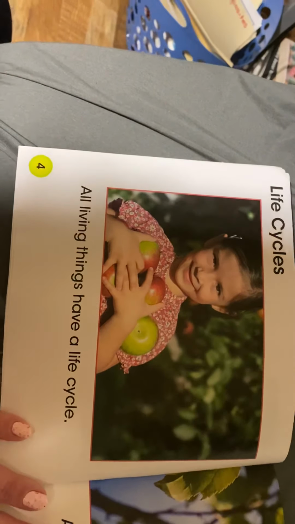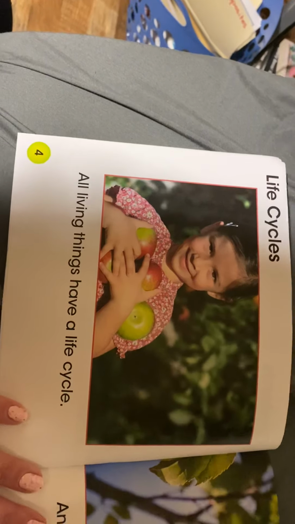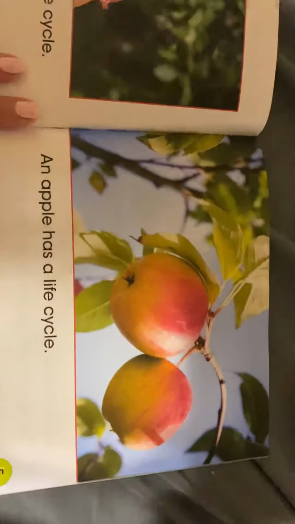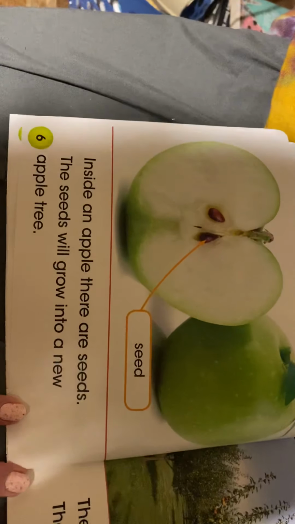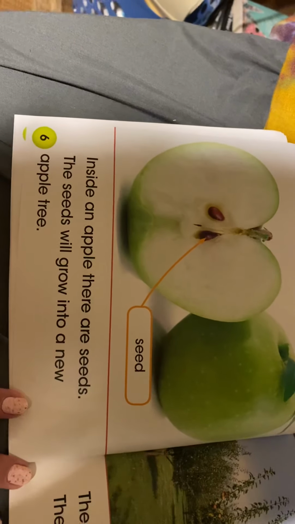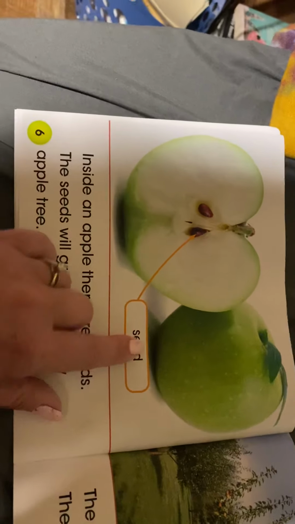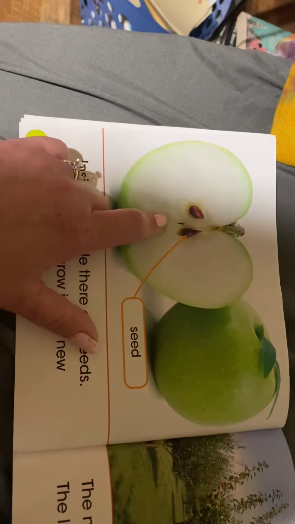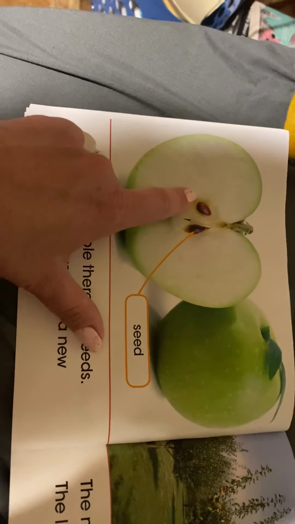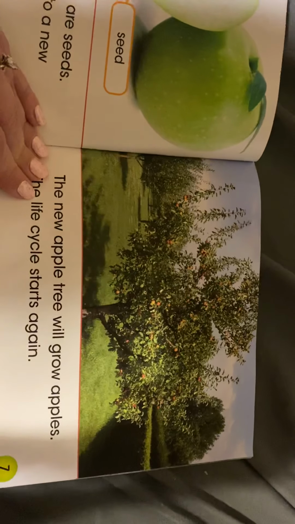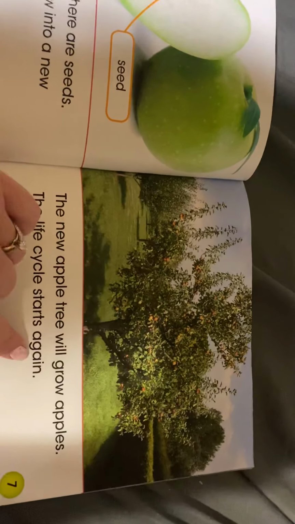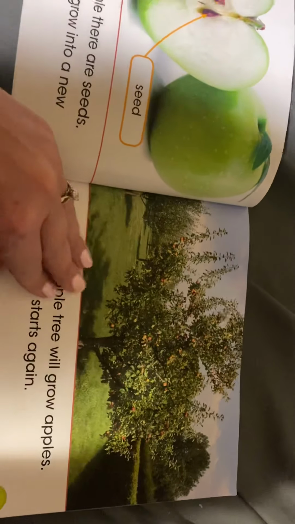Here we go. Life cycles. All living things have a life cycle. An apple tree has a life cycle. That means from the time it's born until it dies. Inside an apple tree are seeds. The seeds will grow into a new apple tree. So if you cut open an apple, which we of course will do tomorrow during morning meeting, then you will see seeds inside. The new apple tree will grow apples. The life cycle starts again. So it keeps going, right? It keeps going from seed to tree, seed to tree.